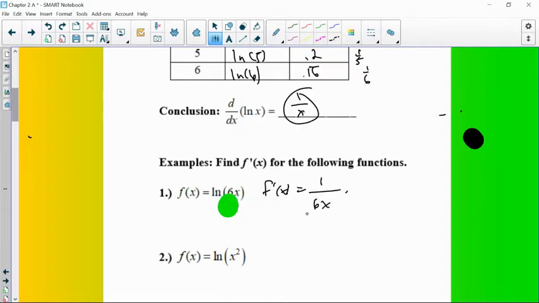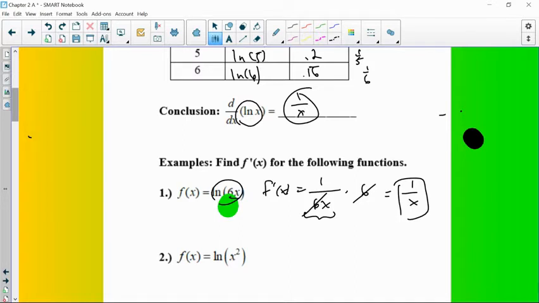But then chain rule, what's the derivative of 6x? It's 6. So those cancel, and you actually just get 1 over x. Now, that's our answer, which is kind of interesting, that the derivative of ln of x is the same as the derivative of ln of 6x, right? Even though there's a 6 there.